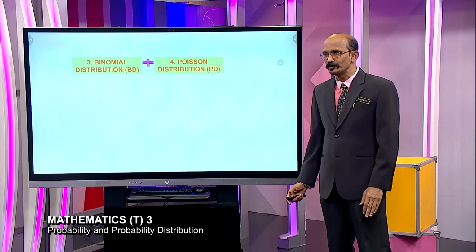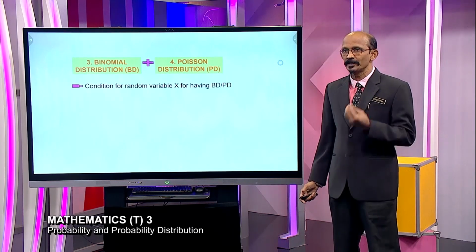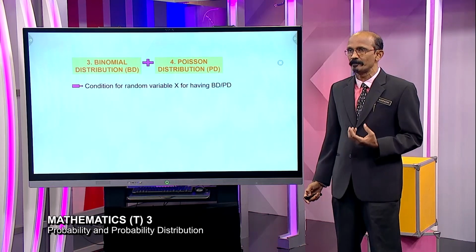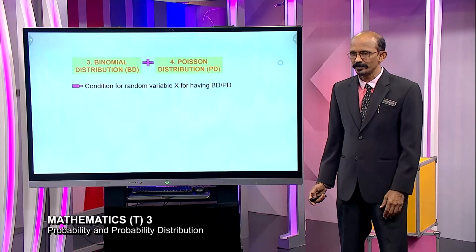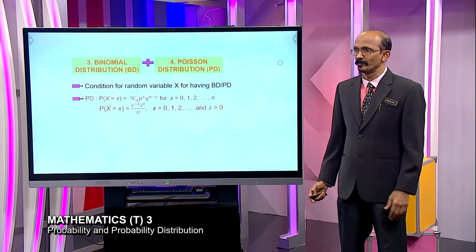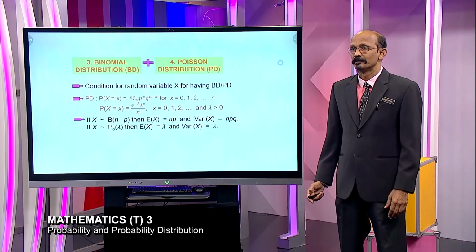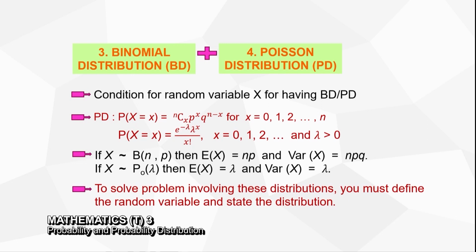These 2 are considered slightly easier. So here you should be able to define the condition for a random variable x for having binomial distribution or Poisson distribution, and then be able to define the correct formulas. And then be able to find the mean, expectation and variance using the correct formulas. And then the last part, you should be able to solve problems involving these distributions.